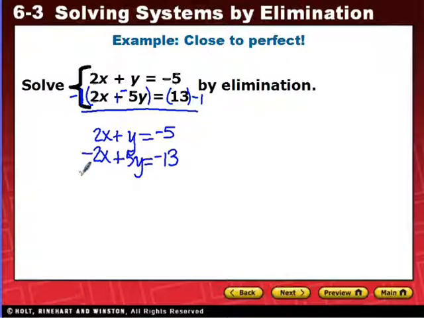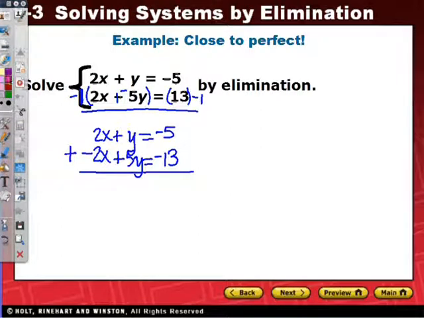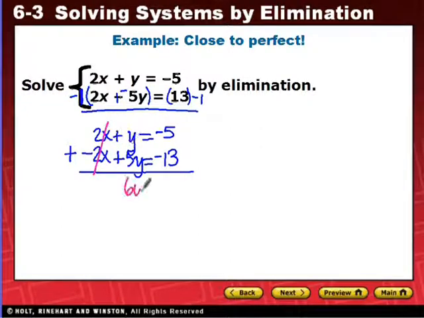You don't have to rewrite it all. Now I can add them together and watch the magic. 2x and negative 2x is gone. Y plus 5y makes 6y's. Negative 5, remember we're adding, plus negative 13 makes negative 18. Does it always turn into a beautiful one-step equation? It does. So y equals negative 3. I guess it could turn into a fraction. So the answer might not be lovely, but it does always turn into a one-step division, multiplication, division kind of equation.